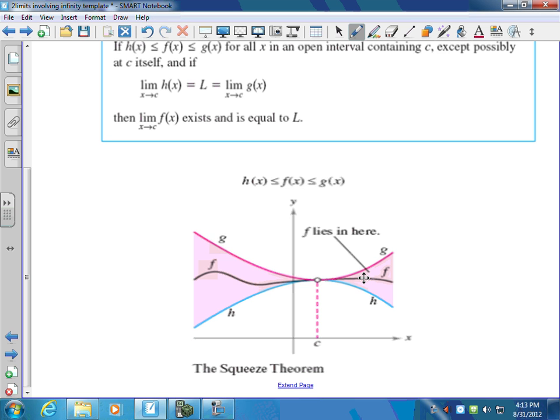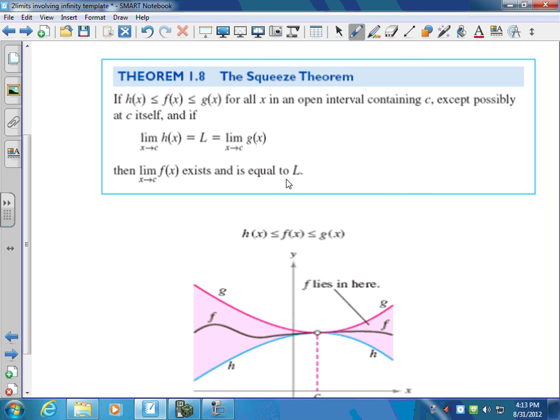So if f is between h and g, and if you happen to know around the point c the limit of g and you happen to know the limit of h, that they're both the same. Basically, we're saying that if you know the limit of this and the limit of that, as x goes to a certain value, and if they're the same, that implies what's sandwiched in between must have the same limit as well.